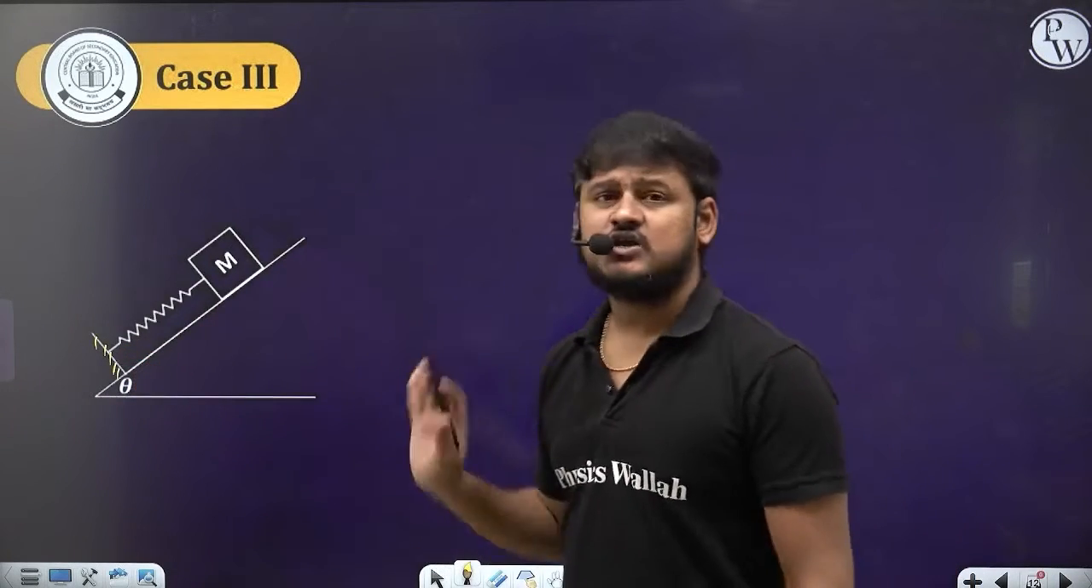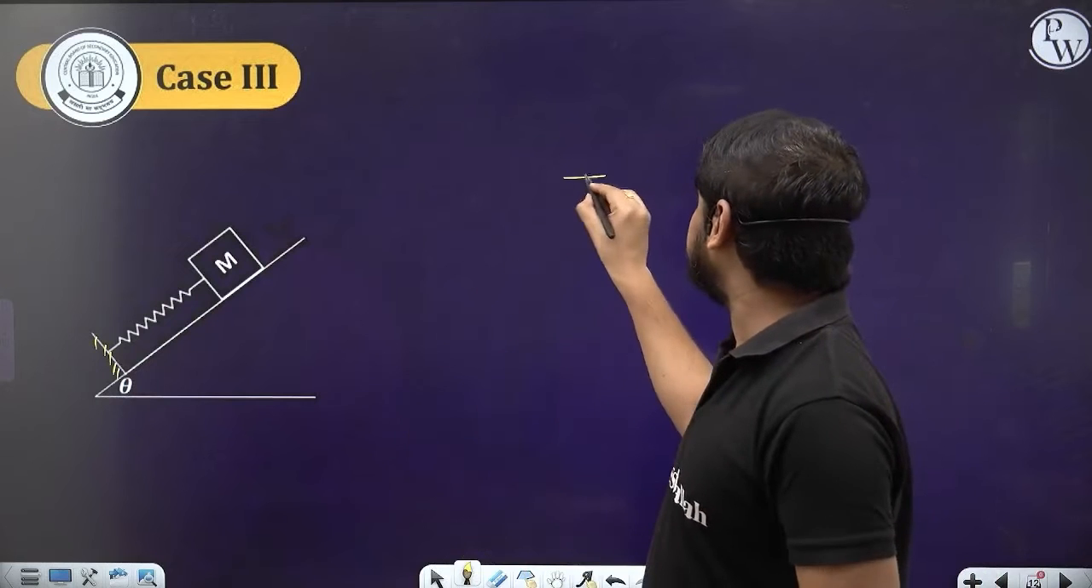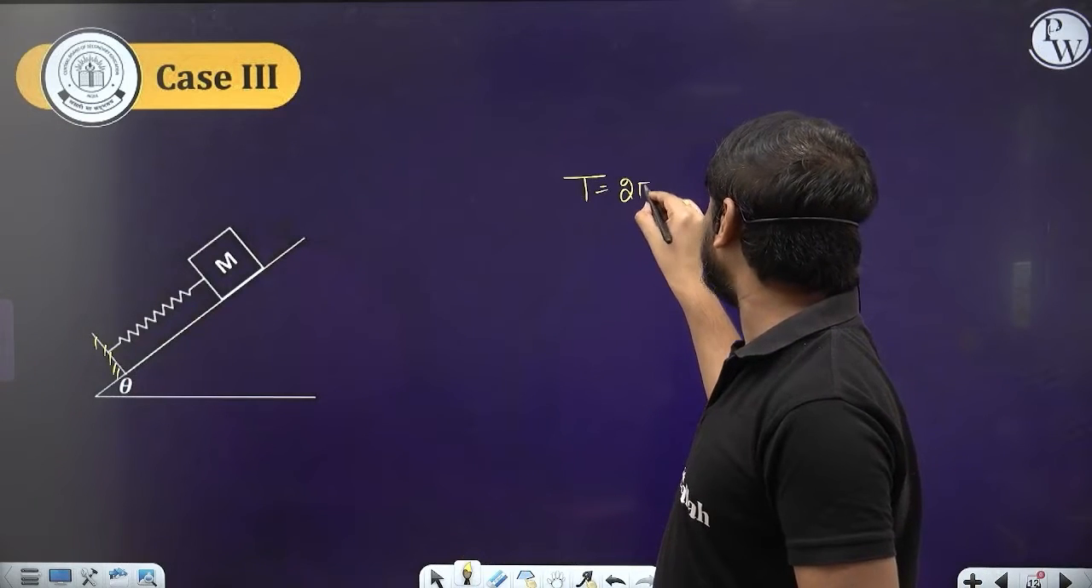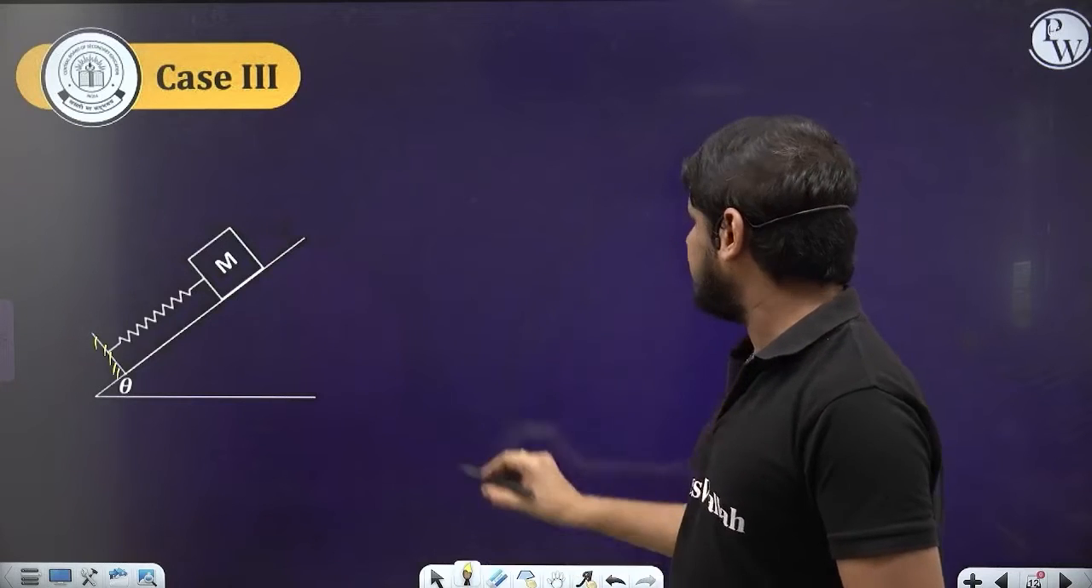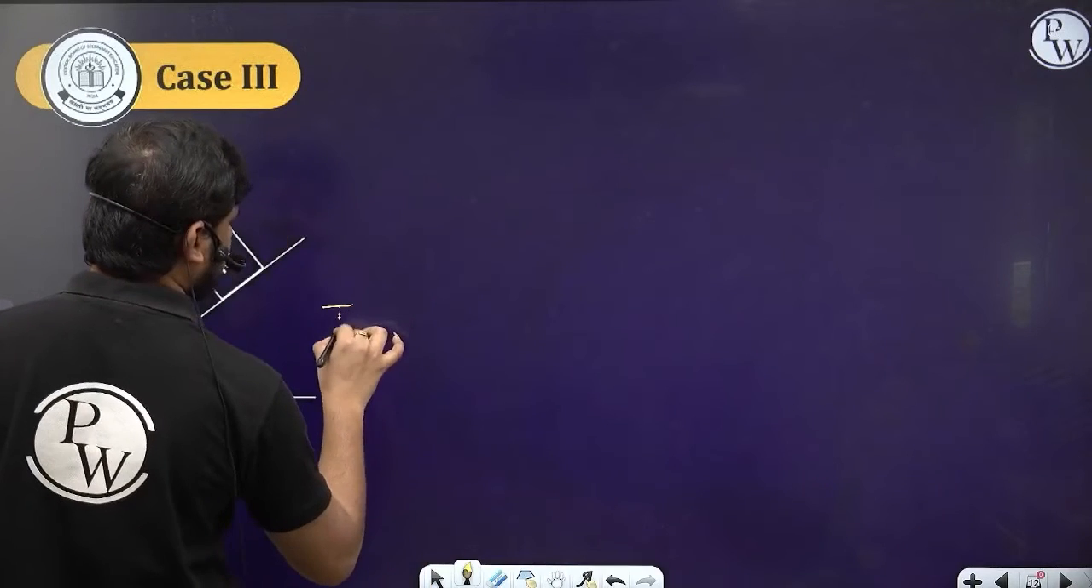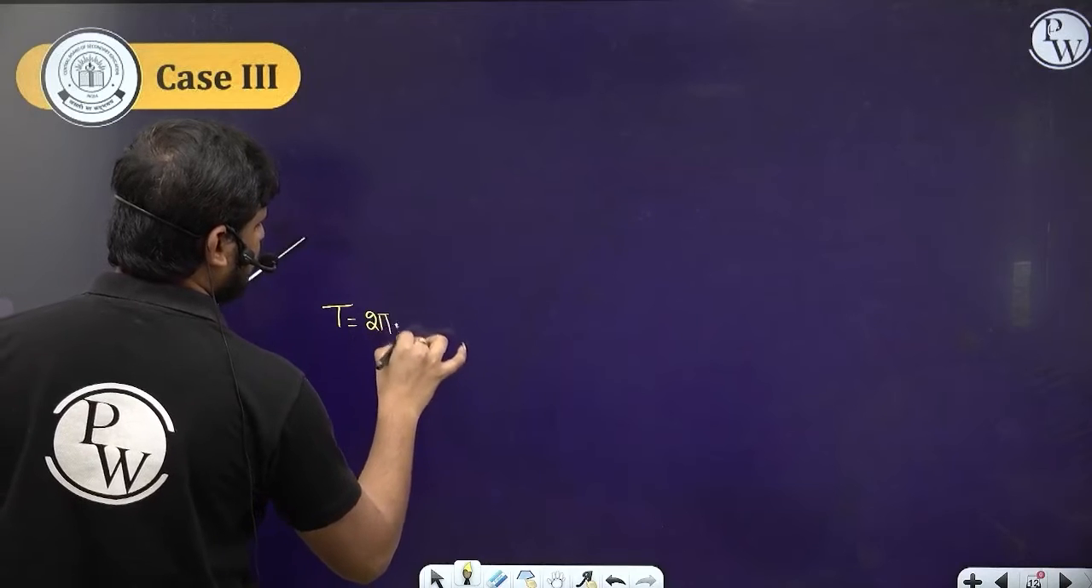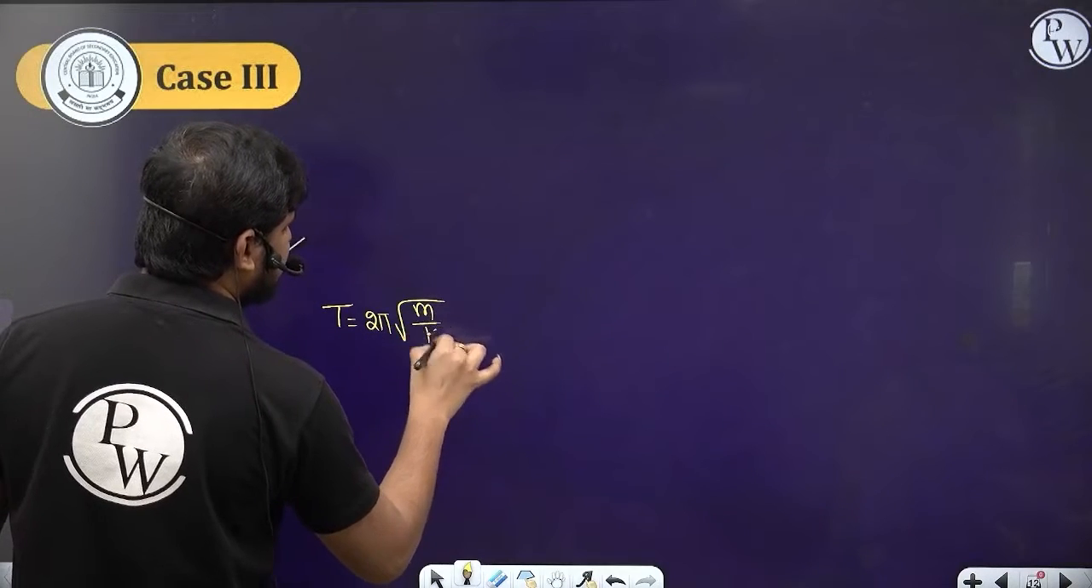So in this scenario also, the time period will remain the same. The time period T is equal to 2π root over m by k. So write it as a conclusion, whether it is here also 2π into root over m by k. If you want, we can do the derivation, simple thing.